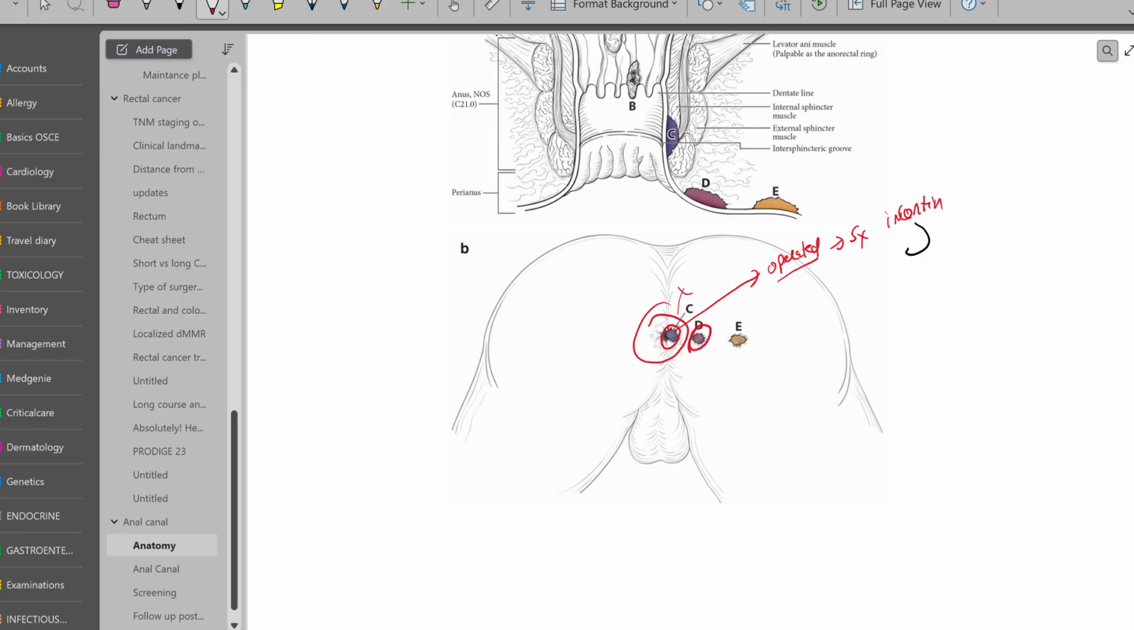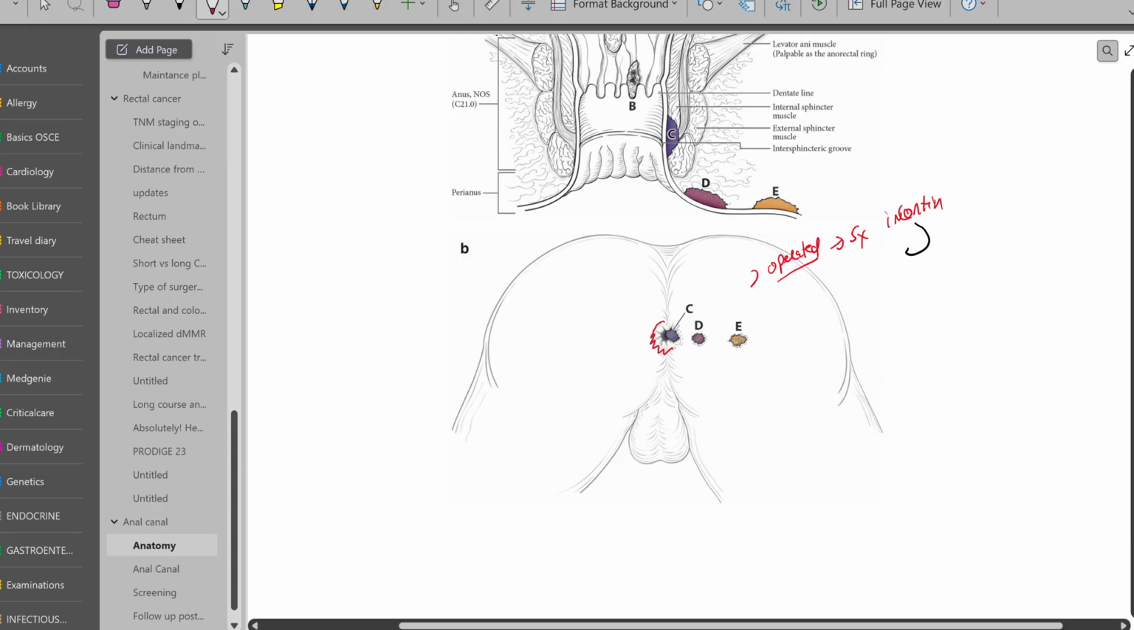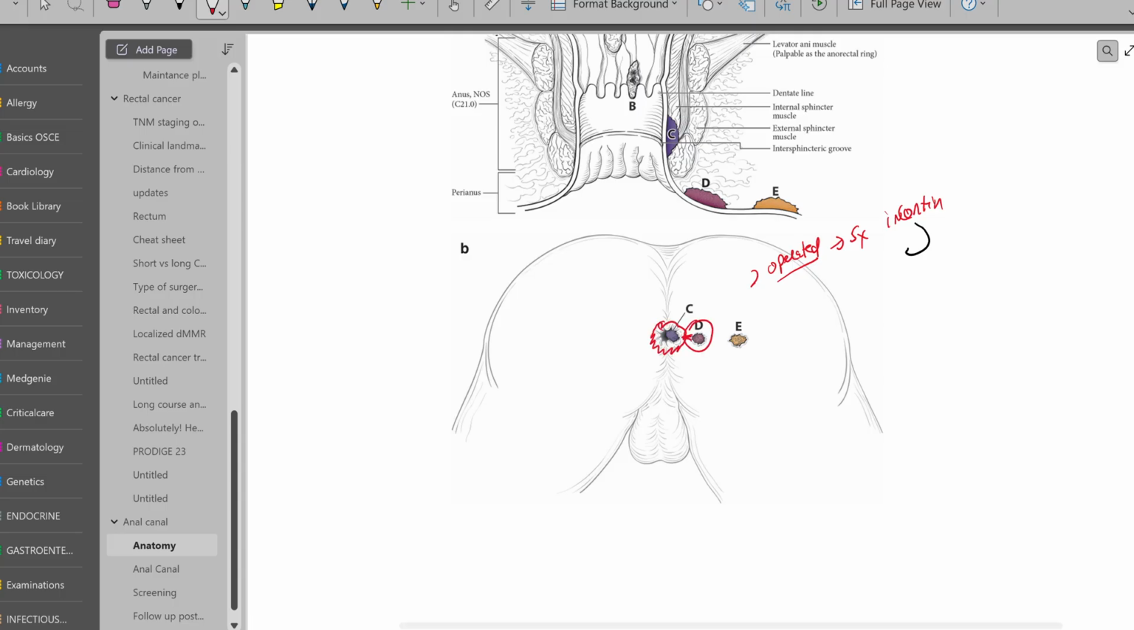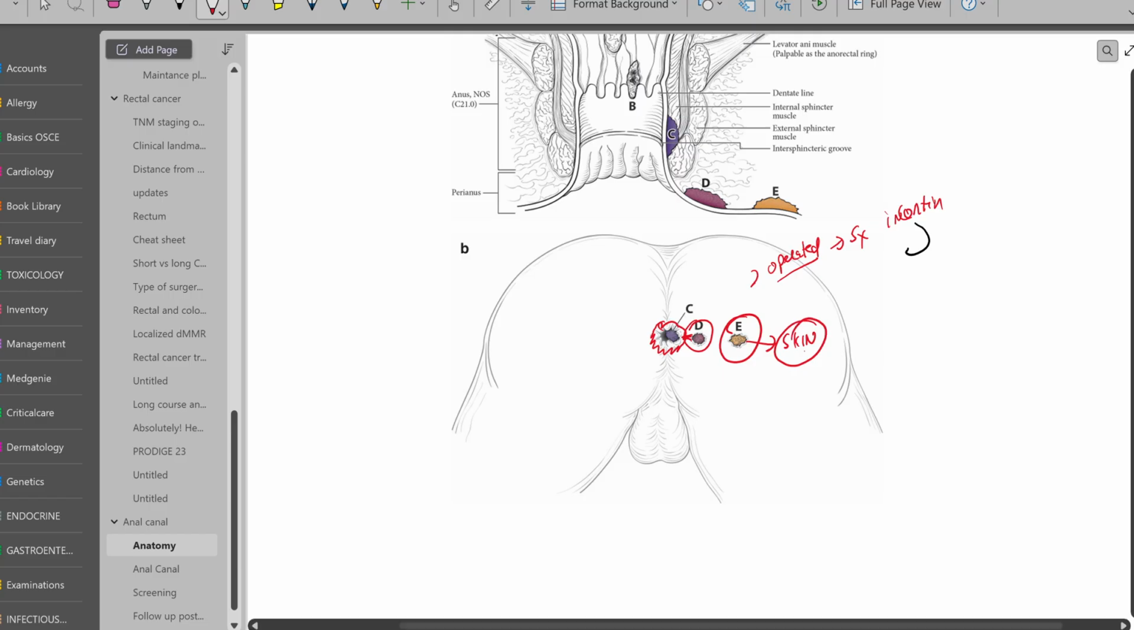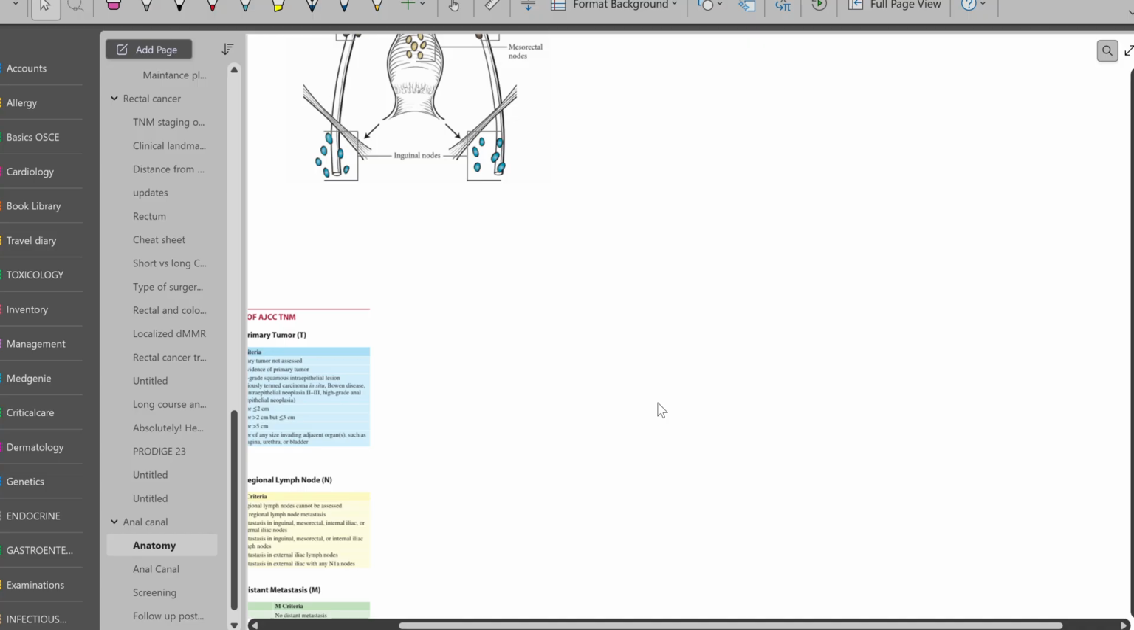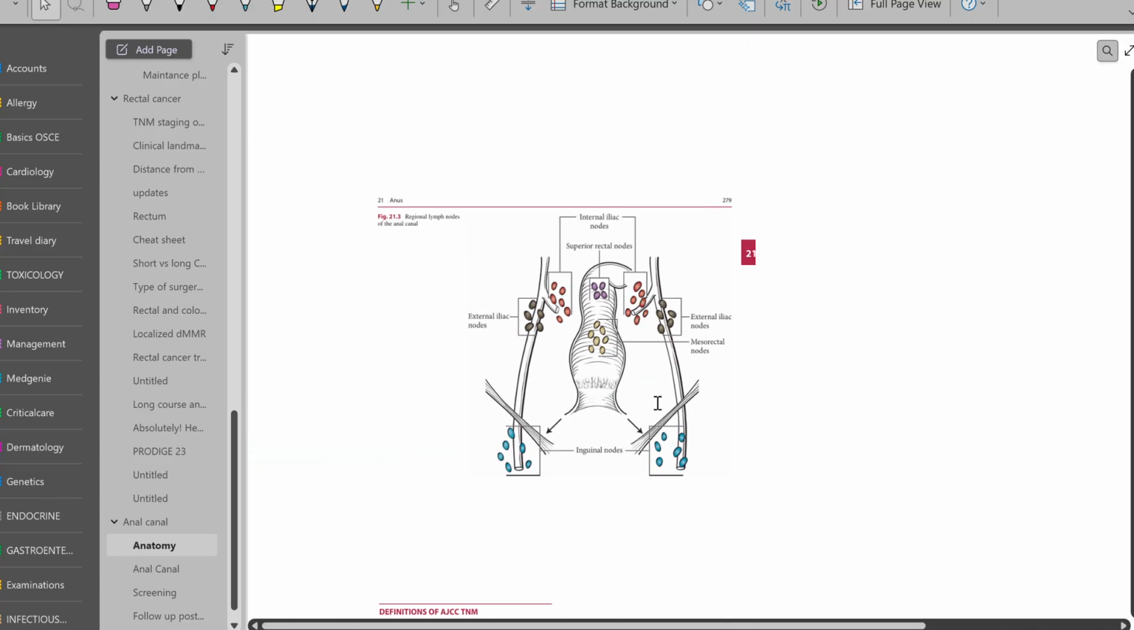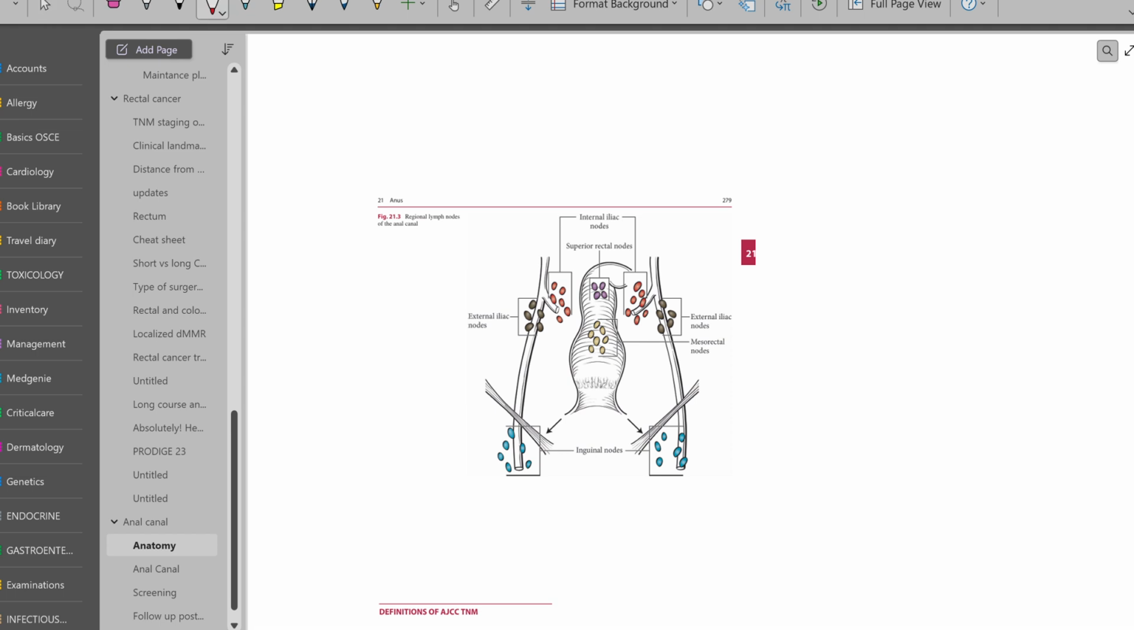D is perianal. This is at least 1 centimeter away from the anal canal, and from this pigmented line over here, at least 1 centimeter away would be called perianal. E would be just called a skin cancer, not an anal canal cancer. If you understand this difference, you'll understand the guidelines. Just to note, the dentate line is here, and below the dentate line we usually have drainage to inguinal nodes, and above the dentate line you could have drainage into the internal iliac nodes, superior rectal nodes, or external iliac nodes.